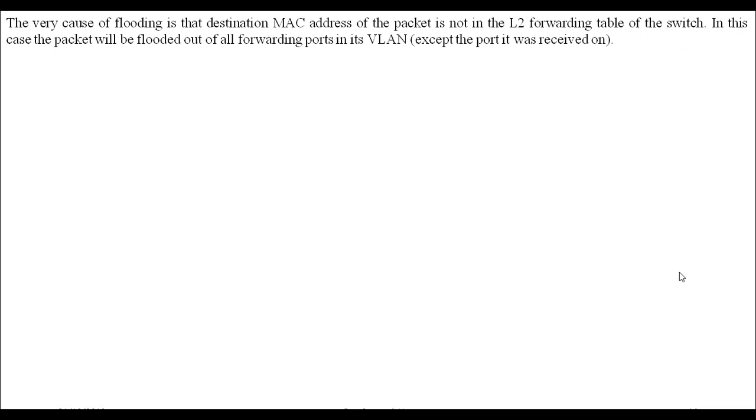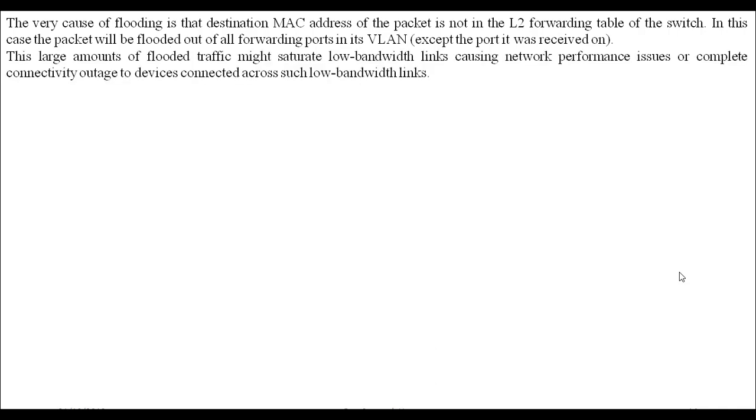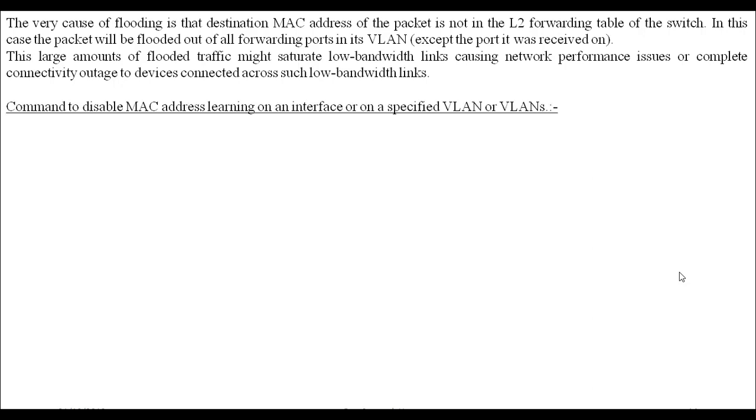The very cause of flooding is that the destination MAC address of the packet is not in the L2 forwarding table of the switch. In this case, the packet will be flooded out of all forwarding ports in its VLAN except the port it was received on. This large amount of flooded traffic might saturate low bandwidth links, causing network performance issues or complete connectivity outage to devices connected across such low bandwidth links.